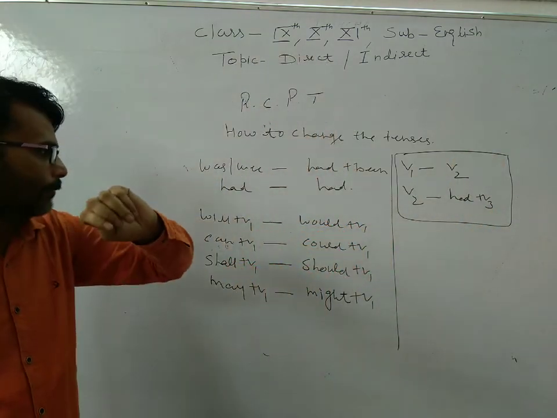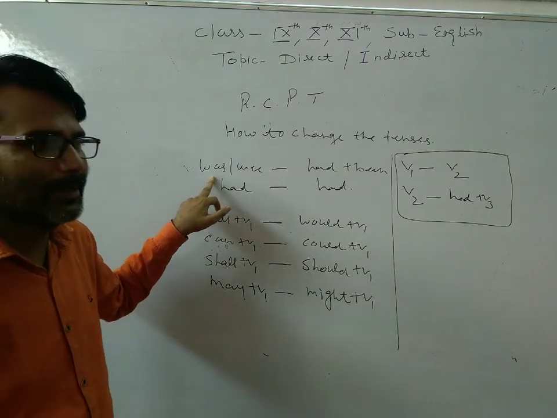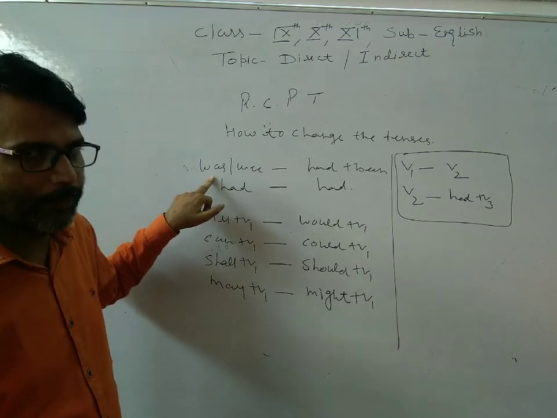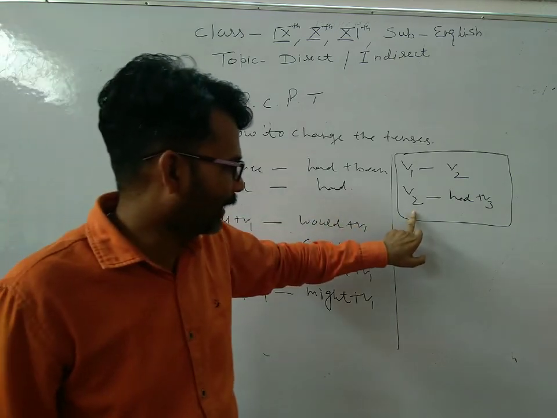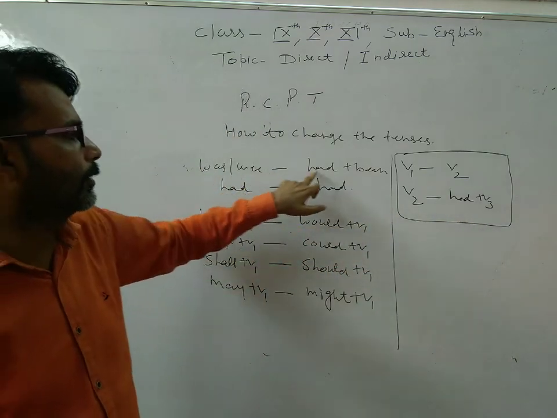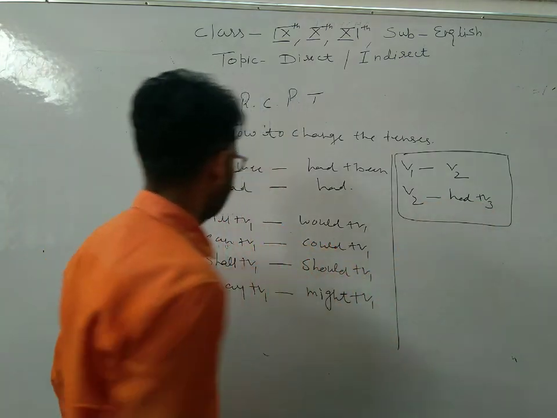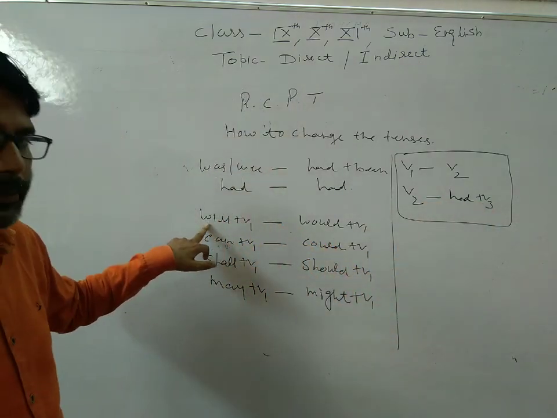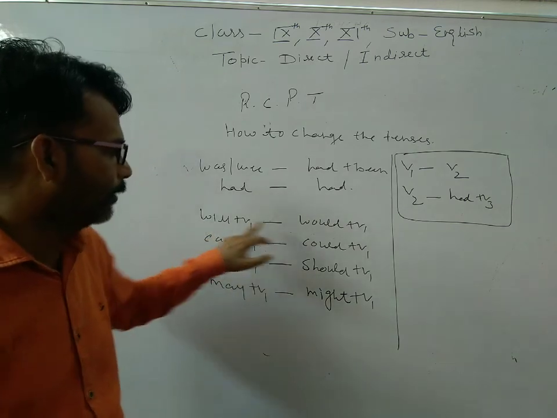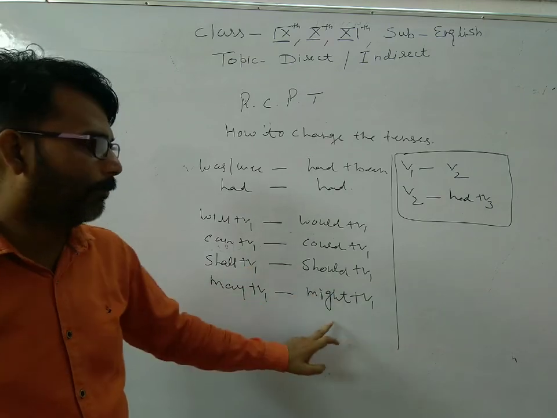Let us take an example. Was, were is the second form of be. So according to the rule, second form will change into had plus v3. So was, were will change into had plus v3. So we have done second form to had plus v3. Again, will is the first form, and first form will change into the second form. So will, would, can, could, shall, should, may, might.